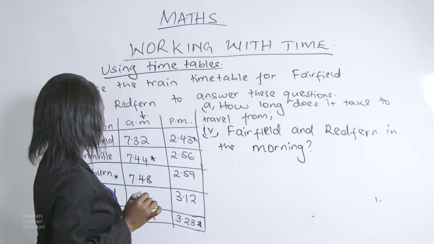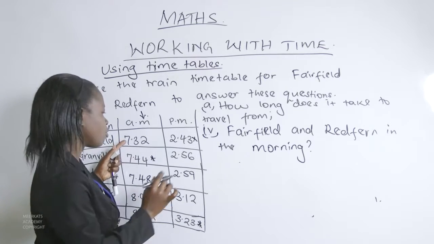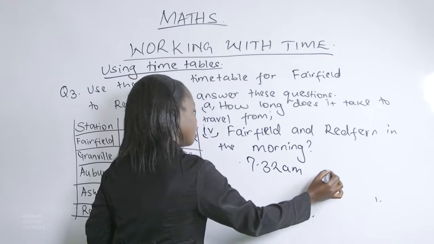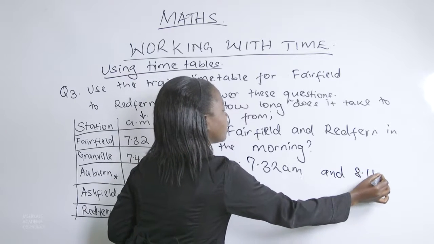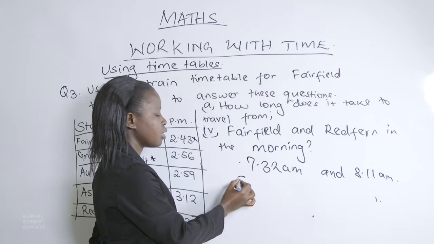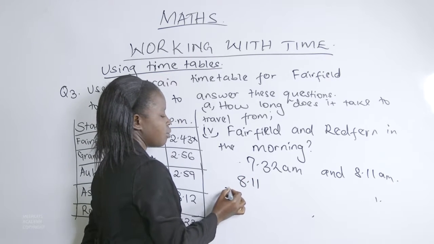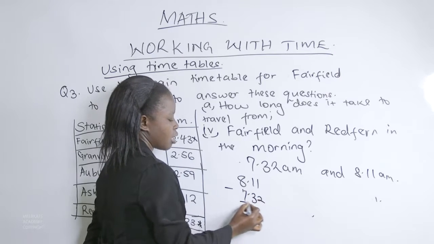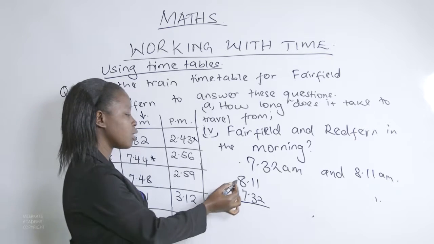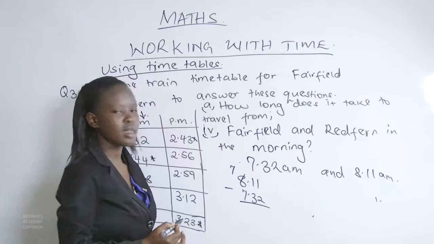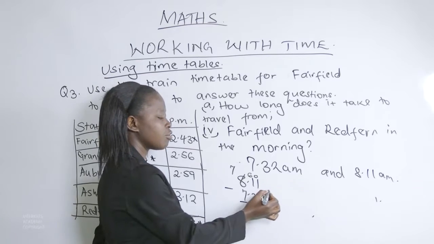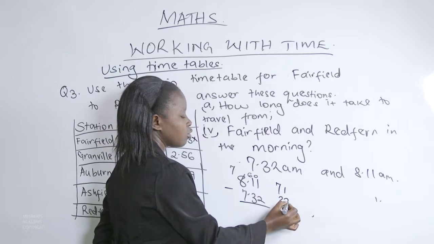In the morning, the train, we have the times of 7:32 a.m. and 8:11 a.m. So getting the difference between the two of them, then I have 8:11 a.m. minus 7:32 a.m. 11 minutes are less than 32 minutes, so it means that I borrow 1 from the 8 hours, so that the 1 hour is equivalent to 60 minutes. When I add 60 to 11 minutes, I have 71 minutes minus 32 minutes.